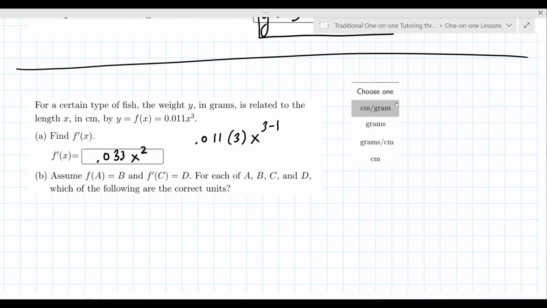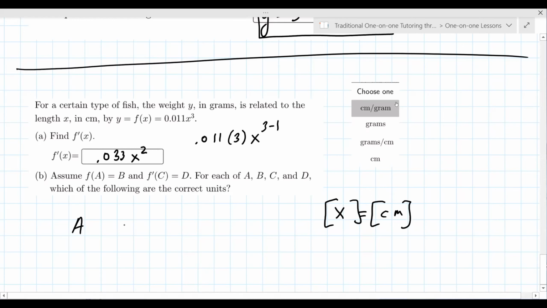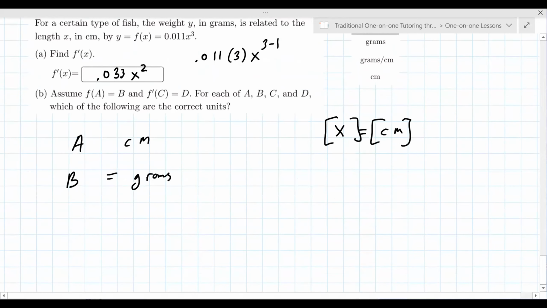So the units of x is centimeters. Okay, so A is in centimeters. I think that's what it's asking for. And then B is the output. Yeah, the output is in grams. What's the third one that it's asking for? C? For C, the correct units are... C is like A, it's the input, so it's also in centimeters.